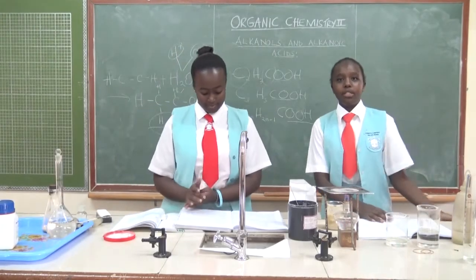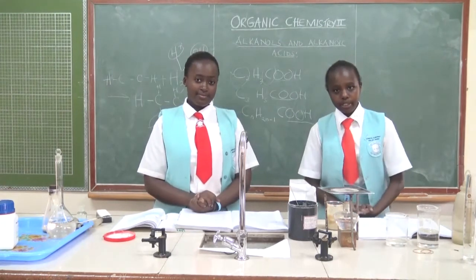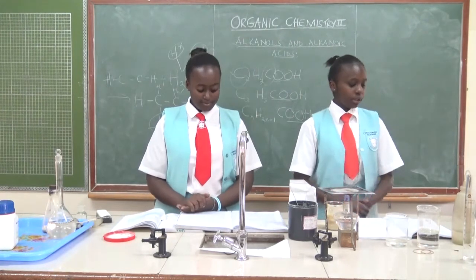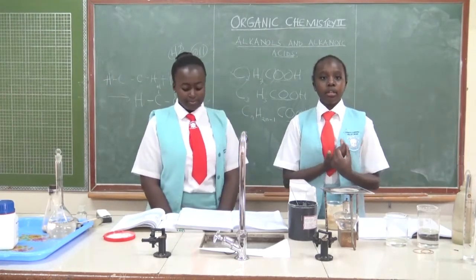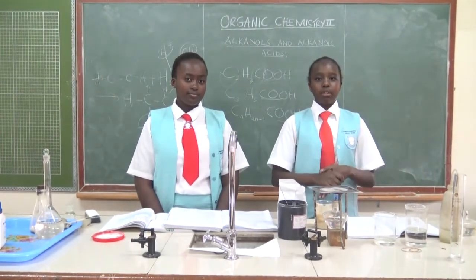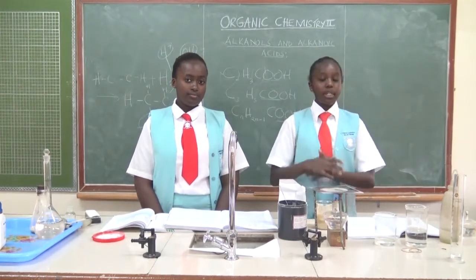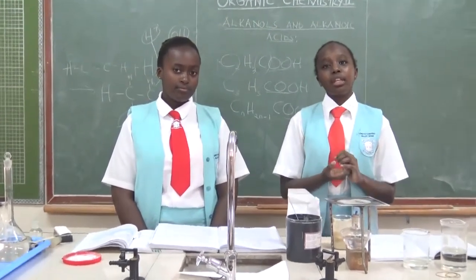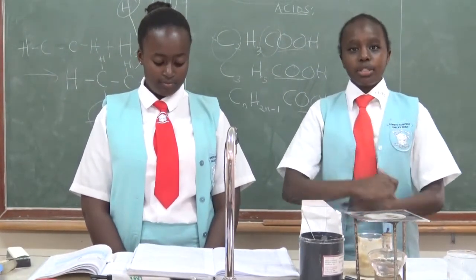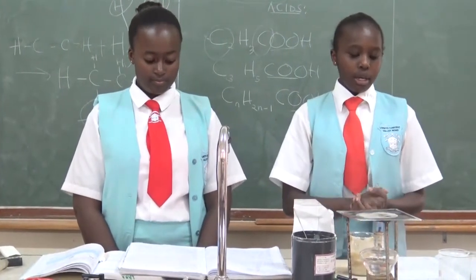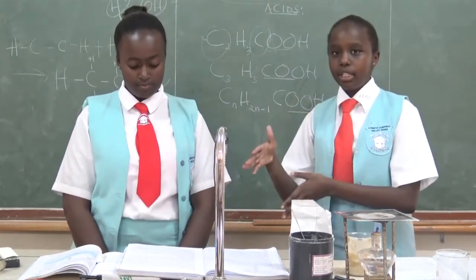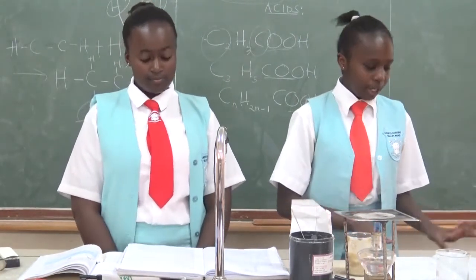So we've looked at the preparation of alkanoic acids and the physical properties. Now we are at the chemical properties. First, the effect of universal indicator. When you put universal indicator in the alkanoic acid, for example ethanoic acid, you note that the color of ethanoic acid in universal indicator corresponds to a pH of 5. This shows that it's a weak acid, and the ethanoic acid dissociates to the ethanoate ions and the hydrogen ions, which give us the pH of 5.